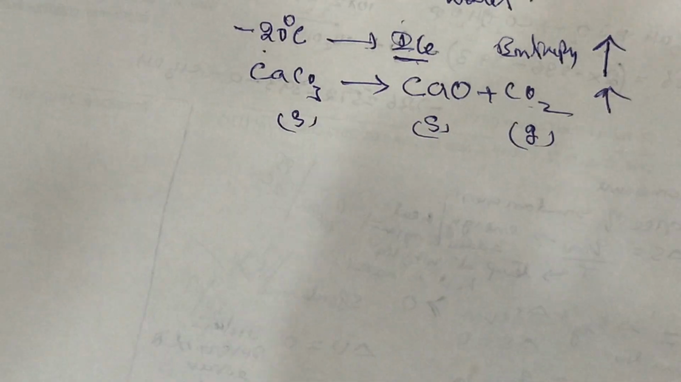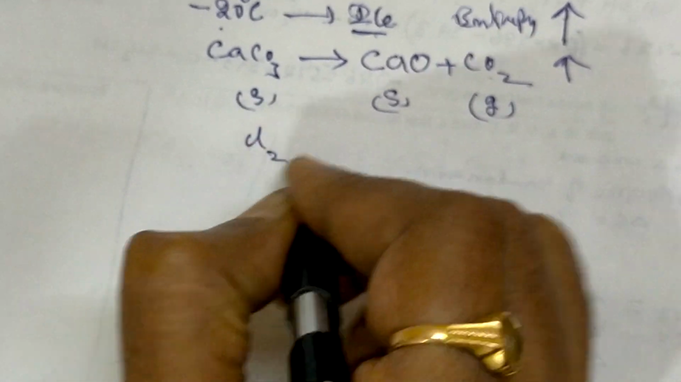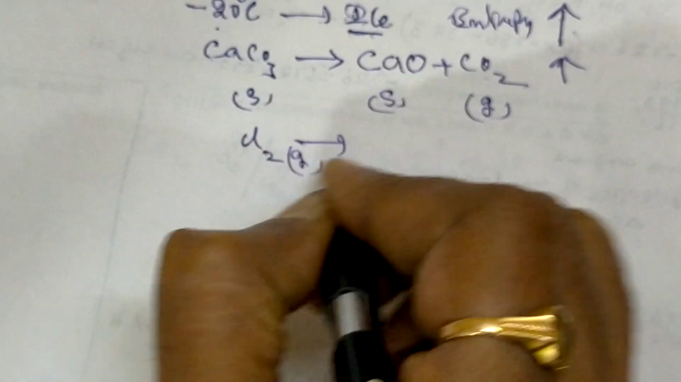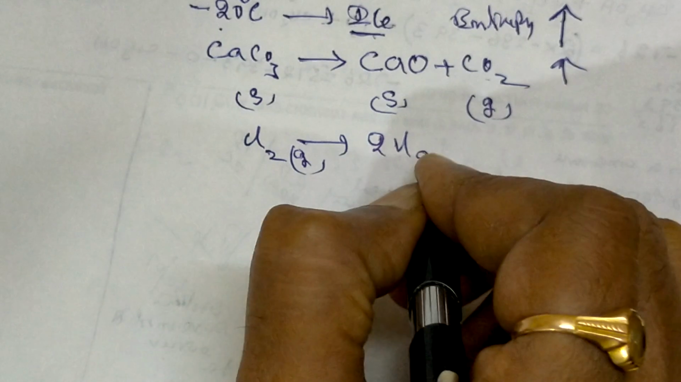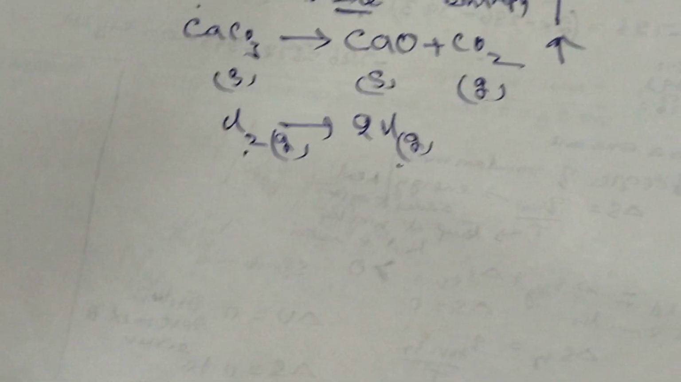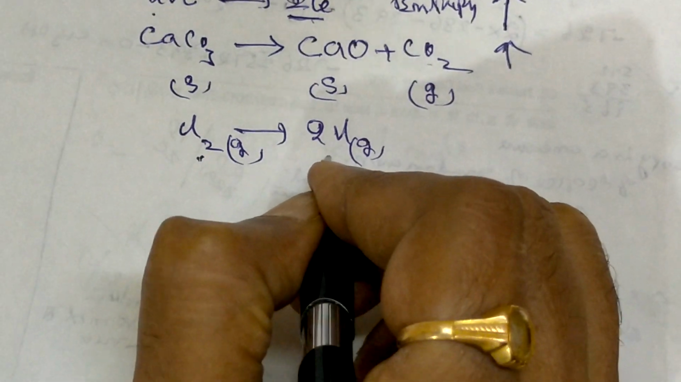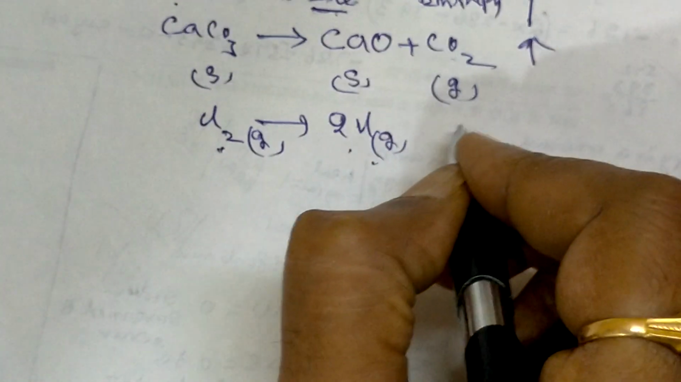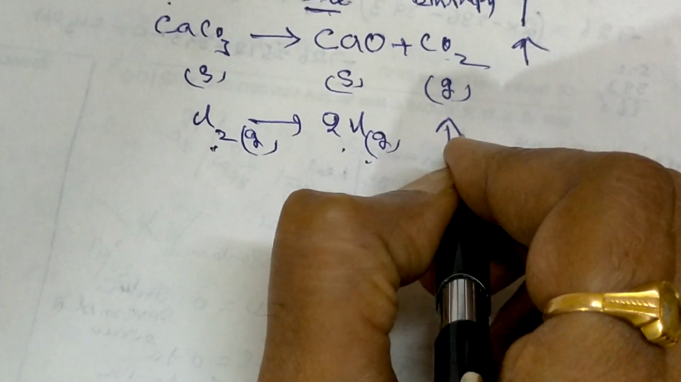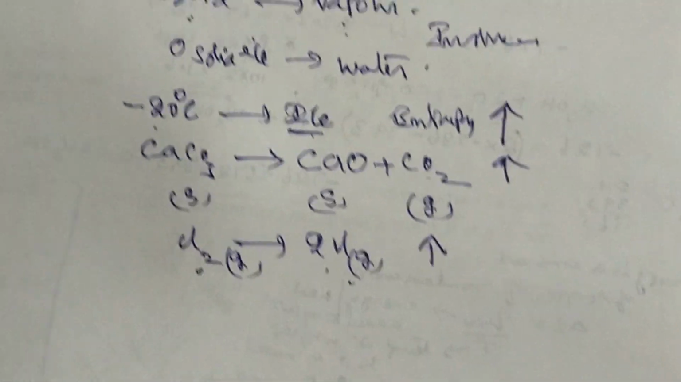Okay, fine. One more example. Chlorine gas has become 2 chlorine atoms, gas. Both are gases. How will you say the entropy here? A diatomic molecule has become monatomic atoms, so here also entropy is increased. The reverse is the reverse. Tomorrow we will see some problems. Okay, thank you.